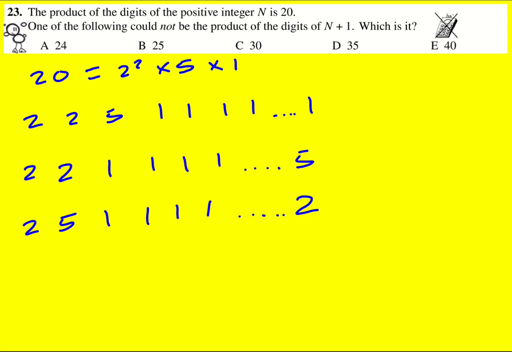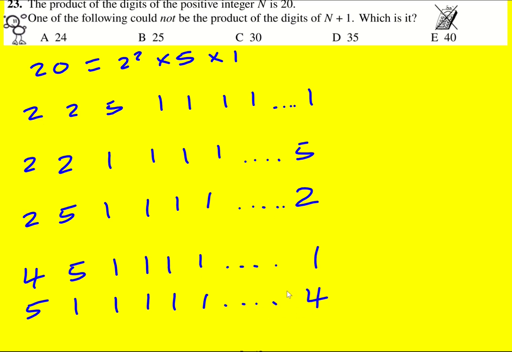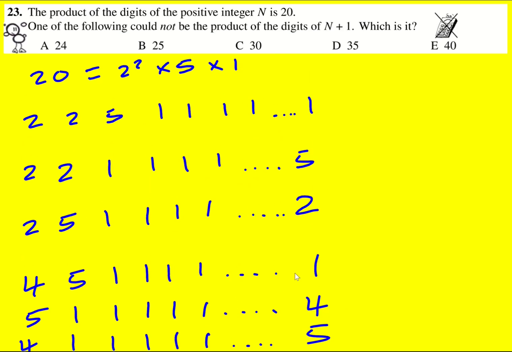Another thing I could have, that I shouldn't forget about, is 4 and 5. So instead we could have 5 and then end in 4, or 4 and then end in 5. Okay, so these are essentially all the different numbers I could possibly have.